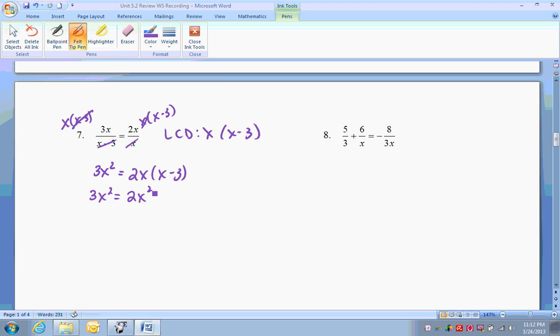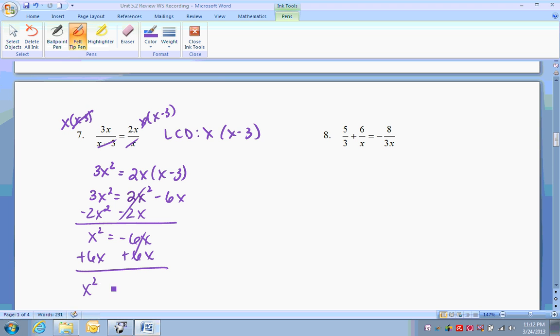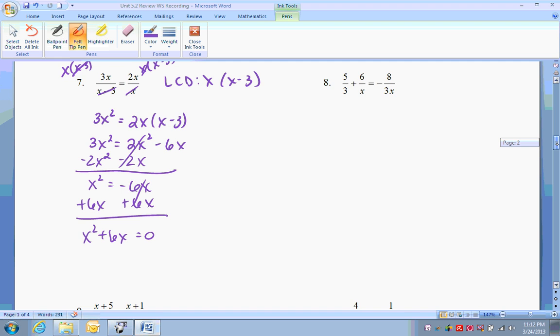So I get 2x squared minus 6x. Then I'm going to subtract the 2x squared from both sides. And I end up with x squared equals negative 6x. Now, remember, if there's an x squared, I still want to set it equal to 0. So I'm going to add 6x to both sides. And when I do that, I end up with x squared plus 6x equals 0.